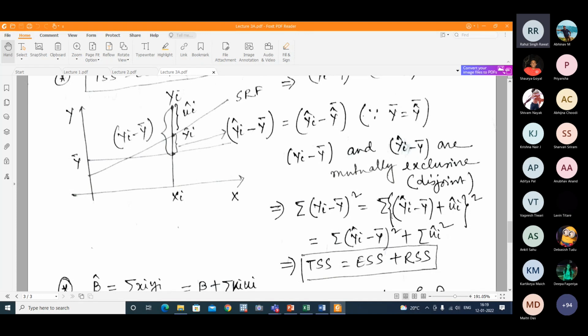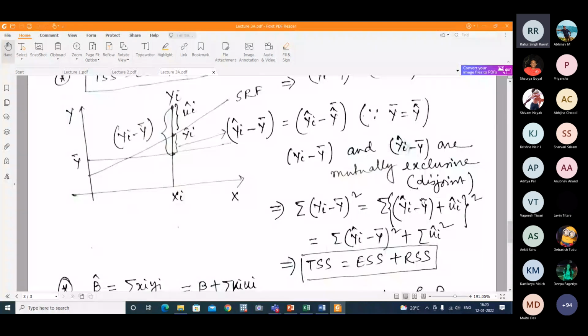Now, if I go for simplification of it, then I can write it as summation of y hat i into u hat i, that we have proved to be zero, right? And what is the other component? Minus y bar into summation of u hat i. Yeah, this I didn't get.